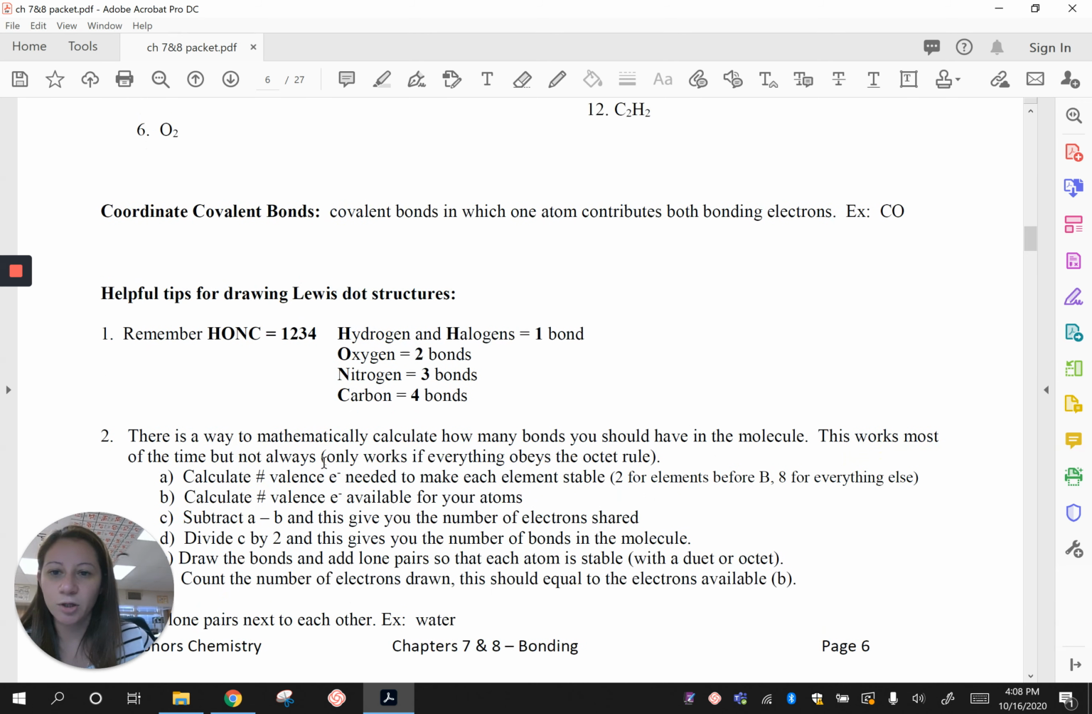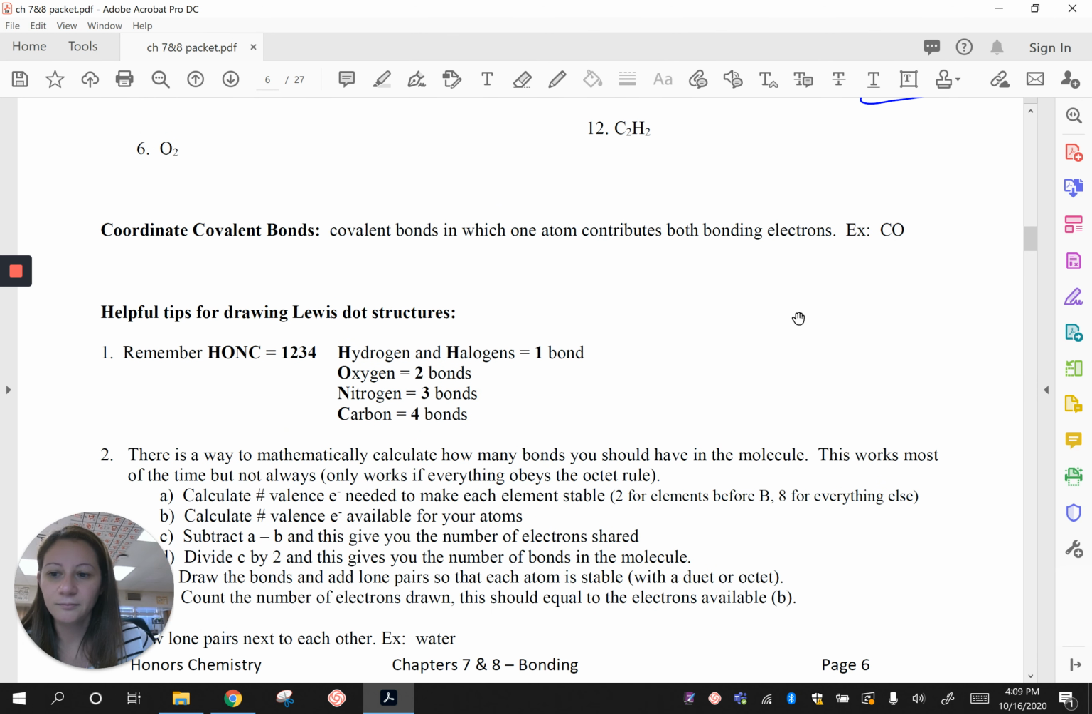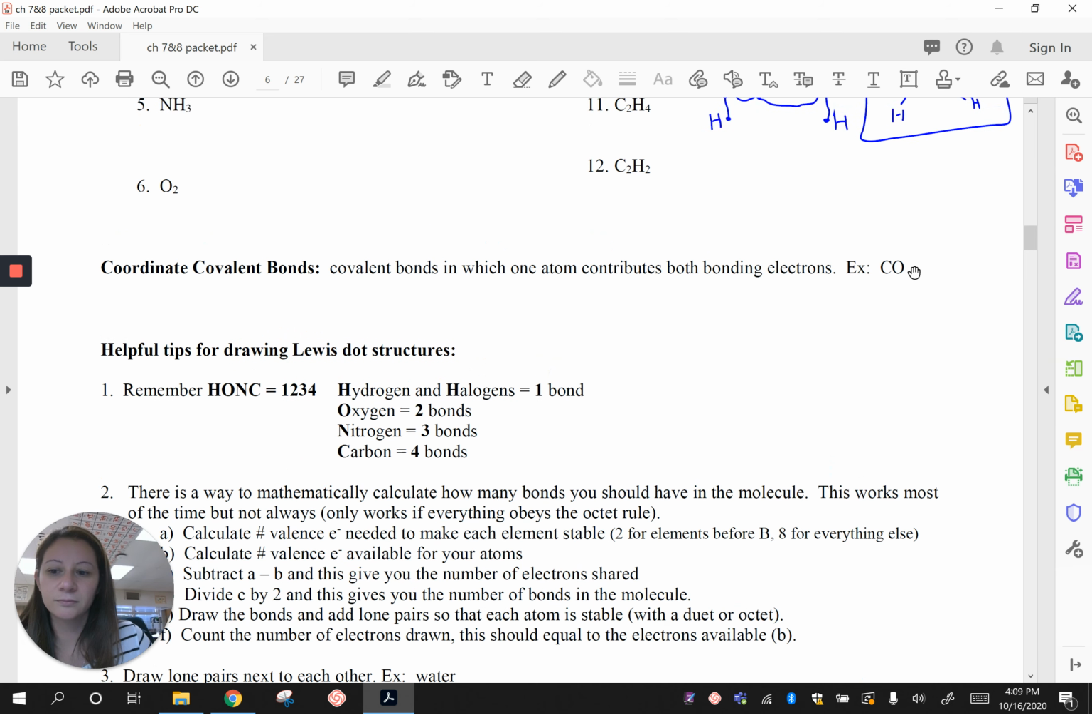So I want to show you this with carbon monoxide. So for carbon monoxide, let's try to draw it. We have carbon, and carbon has 4 valence electrons. Oxygen has 6. 1, 2, 3, 4, 5, 6. And let's try to bond them once.